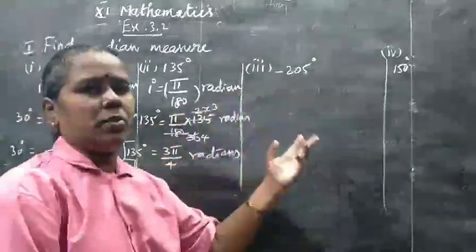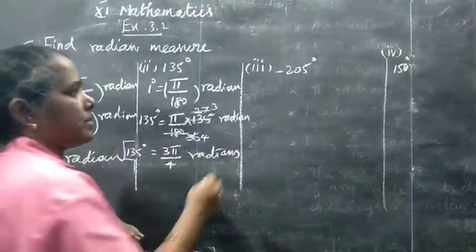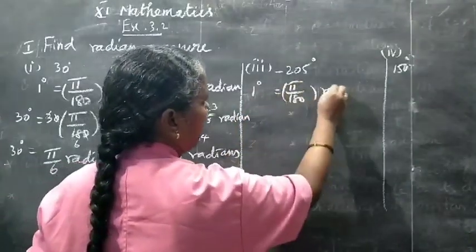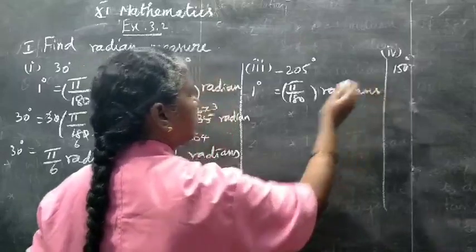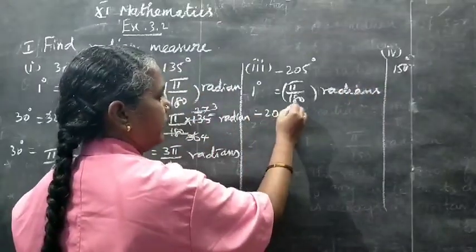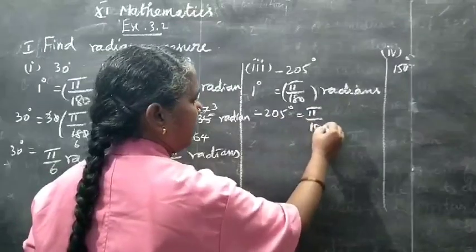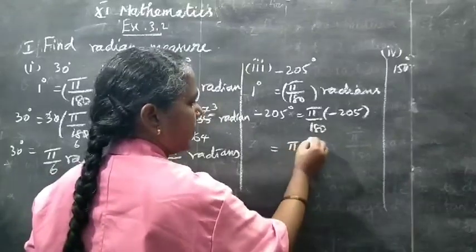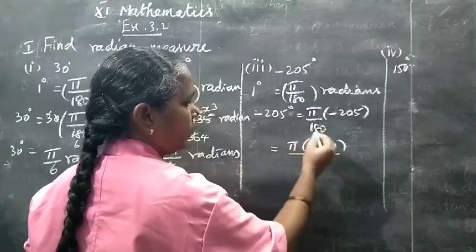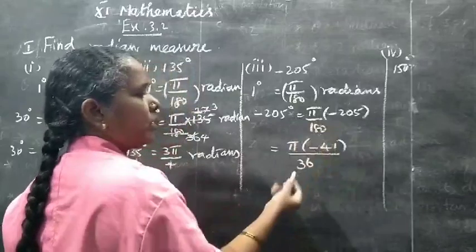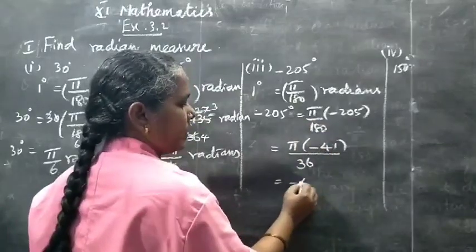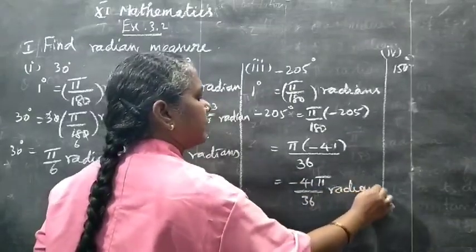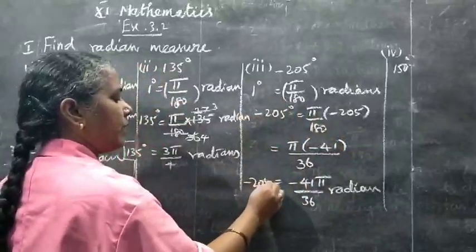For negative numbers, there is no change. You will get the answer along with the minus. That's all. So 1 degree is equal to pi by 180 radian. Every time you must write it. For minus 205 degree, pi by 180 into minus 205. Okay, if you cancel this, minus 41 divided by 36. You cannot reduce more than this. Minus 41 pi by 36 radian is the answer for minus 205 degree.